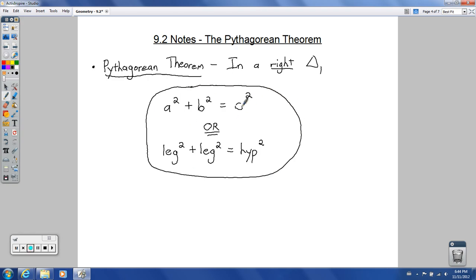Most people will say it like this if you ask them, but I want you to remember it like this. I want you to actually know what A, B, and C stand for. If you remember this, great, but you've got to know what they stand for. So you've got to know that leg squared plus leg squared equals hypotenuse squared.